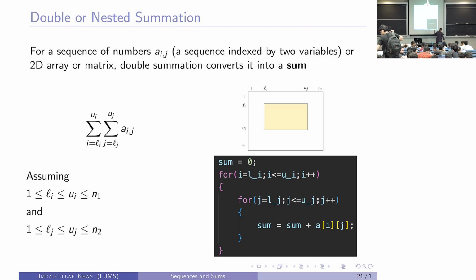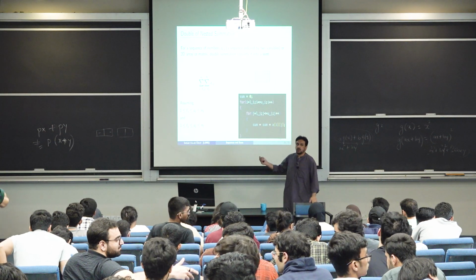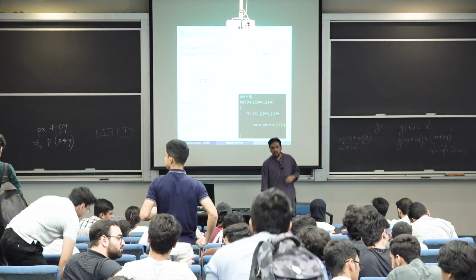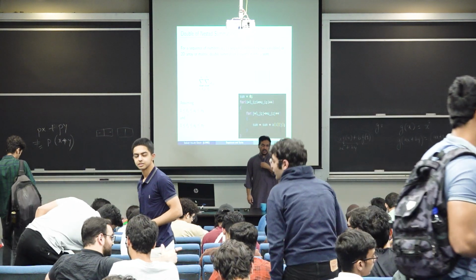If you want to add only those elements that are in rows L_i to U_i and columns L_j to U_j, you can write this code, and this is good. Okay, good. So tomorrow we'll do techniques of how to find the values of summation.